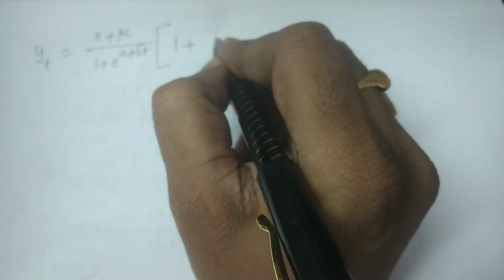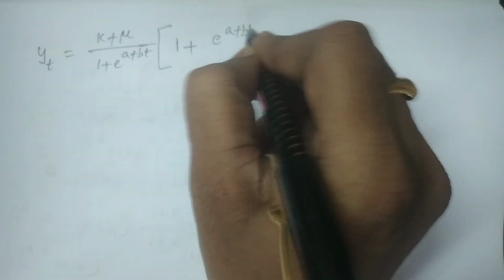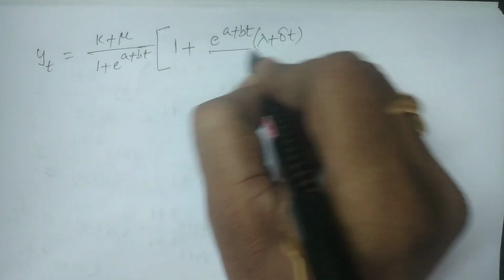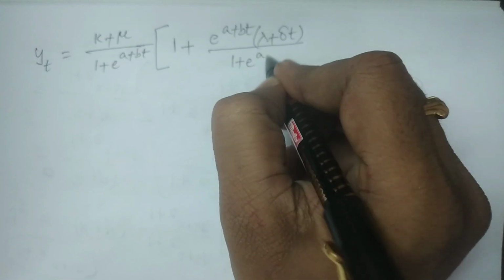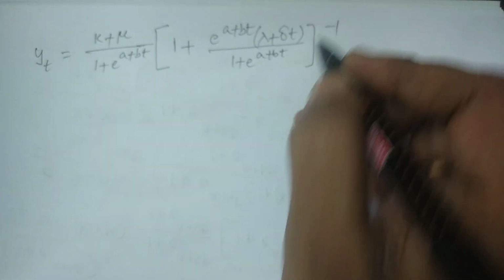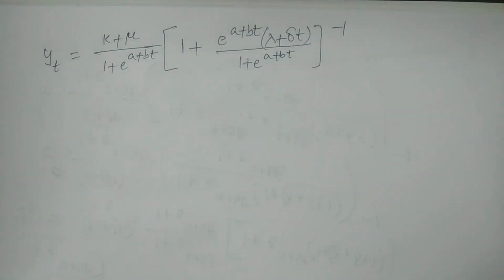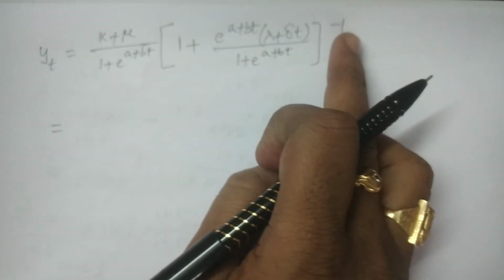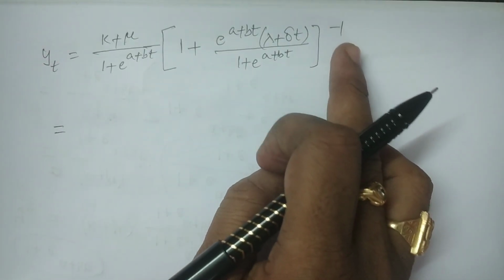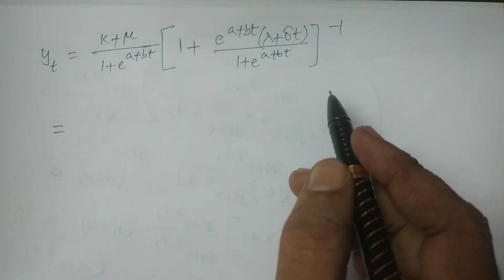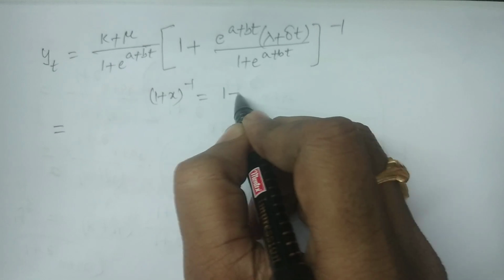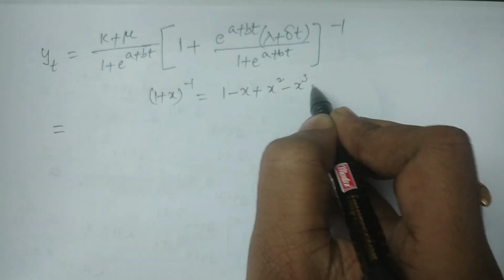It is 1 plus the next term, e power a plus bt multiplied by (lambda plus delta t), divided by (1 plus e power a plus bt), the whole power minus 1. What is this? This is yt, whole power minus 1. So if you express this term (1 plus x) whole power minus 1, what is the formula? It is 1 minus x plus x square minus x cube plus minus and so on. This is the formula.